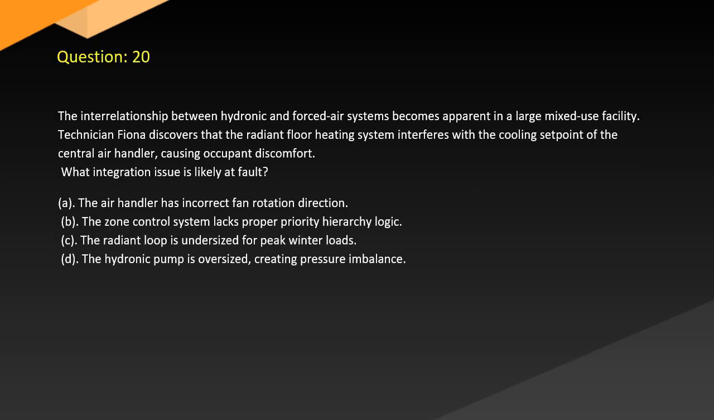Question 20. The interrelationship between hydronic and forced air systems becomes apparent in a large mixed-use facility. Technician Fiona discovers that the radiant floor heating system interferes with the cooling setpoint of the central air handler, causing occupant discomfort. What integration issue is likely at fault? A. The air handler has incorrect fan rotation direction. B. The zone control system lacks proper priority hierarchy logic. C. The radiant loop is undersized for peak winter loads. D. The hydronic pump is oversized, creating pressure imbalance.